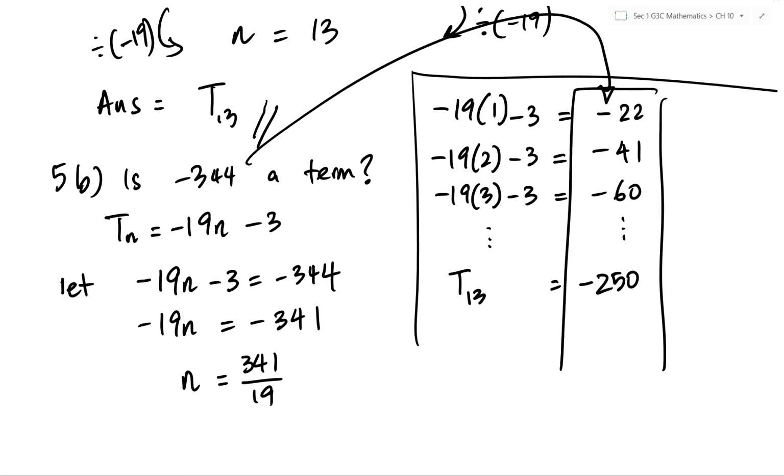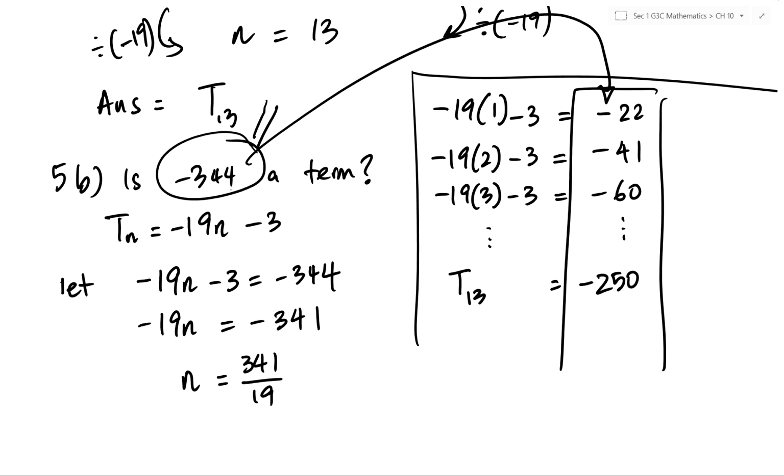This tells me that negative 344 is not a term. But do you know why? What is not a whole number? 341 over 19 is not a whole number. Why is it that our friends are saying 341 over 19 is not a whole number, therefore negative 344 is not a term? What is the logic behind this?